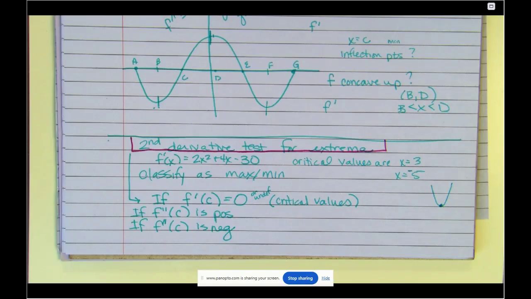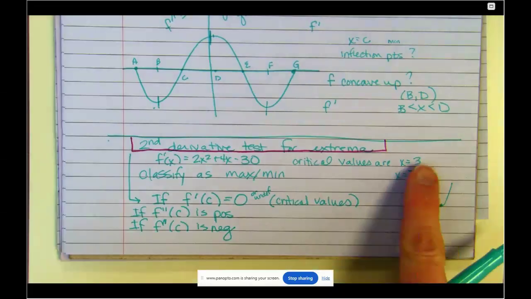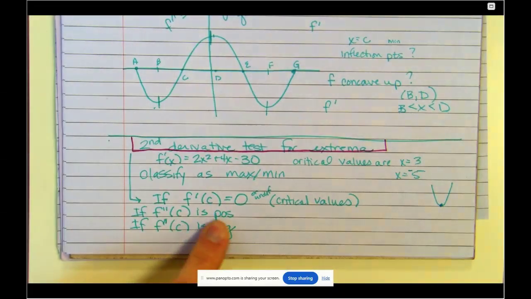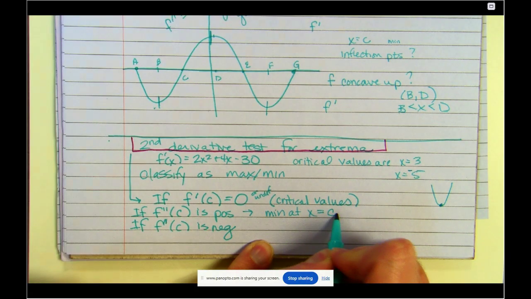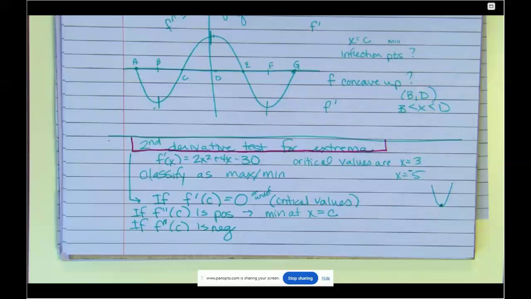Therefore, the second derivative will be what? Positive. So if we know this is a critical value and the second derivative is positive, then there is a minimum at x equals c. Don't have to make a sign chart. Now, a sign chart wouldn't be too bad on this one because you pull out the 2 and you factor it, it's fine. But on some that are ugly, this is exactly what you want to do.